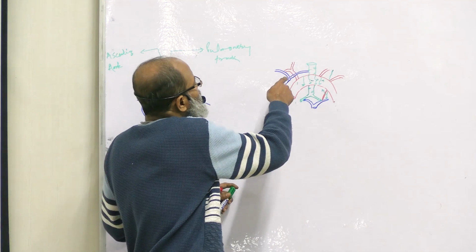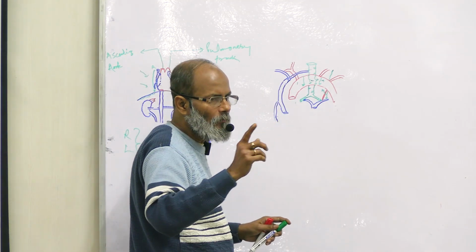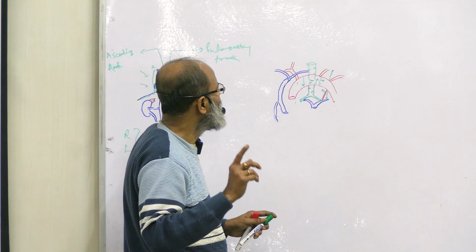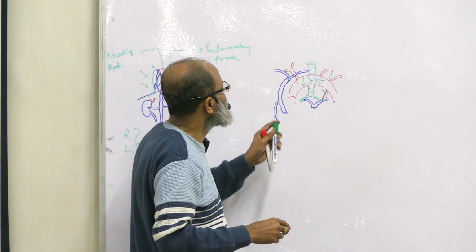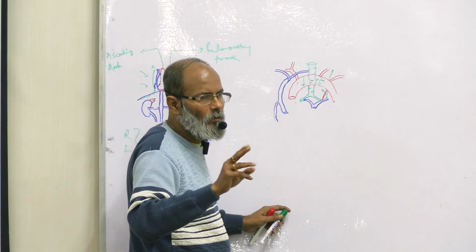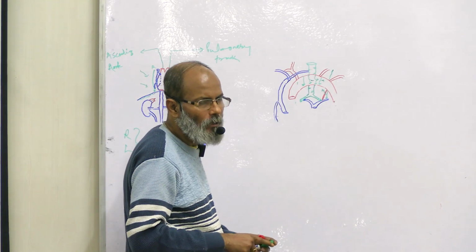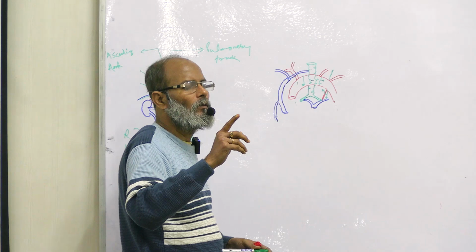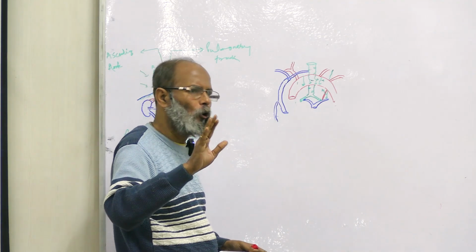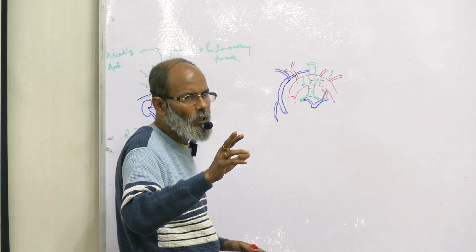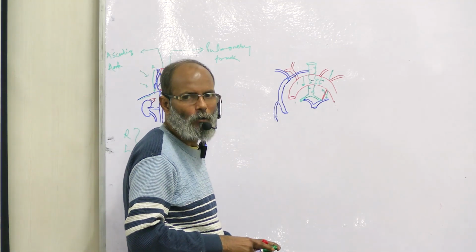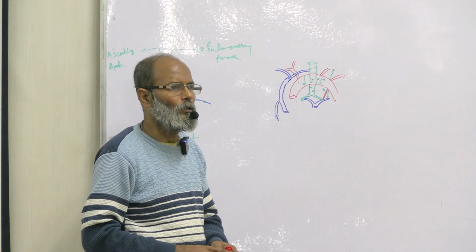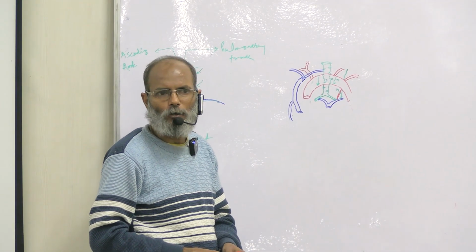When it is giving out the right and left brachiocephalic vein, right? And from the arch of aorta, you can see there are 3 branches. During your Viva exam, some people will always be asked: what are the main 3 branches of the arch of aorta?